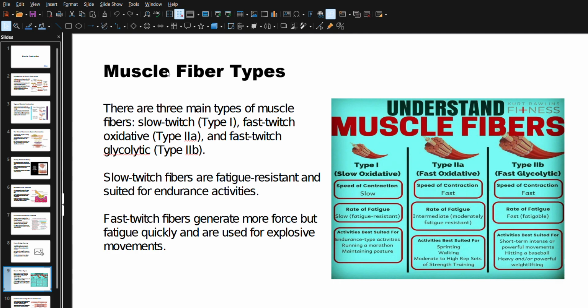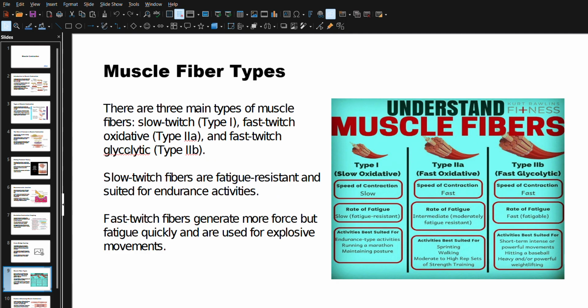Now, muscle fiber types we are going to see. There are three main types of muscle fibers: slow twitch, that is type 1, fast twitch oxidative, type 2A, and fast twitch glycolytic, type 2B. So what is this we are going to see now? Here in the diagram also you can clearly see and understand.